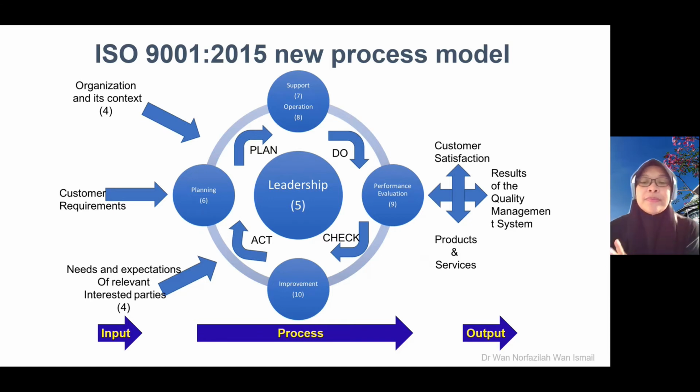And then for output, bila dah siap, bila dah ada final product, you want to give it to your customer. Okay, so you get the customer satisfaction. And then look at the results of the quality management system. You dah implement tadi, adakah the quality management system yang you dah ada sekarang ni a very good one, you just need to maintain, or you need some improvement to do. Okay, and then the output is not only products, it also covers the services.